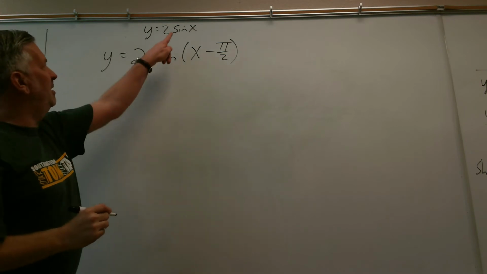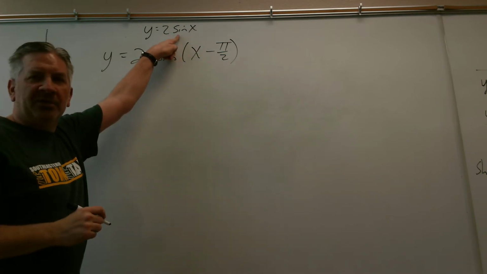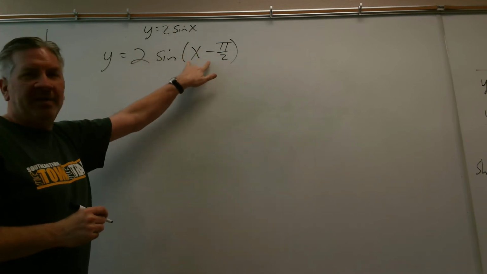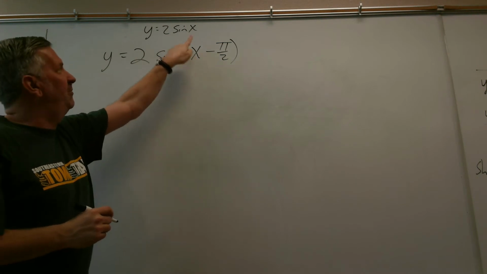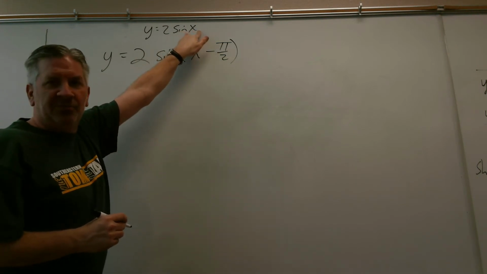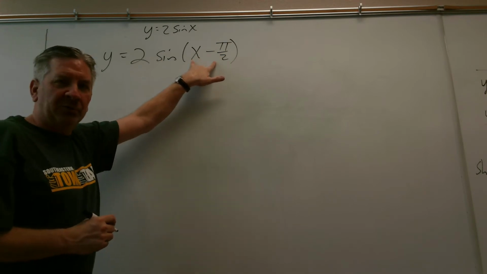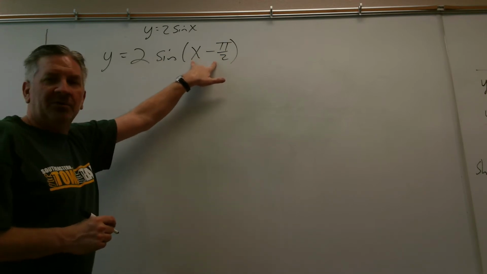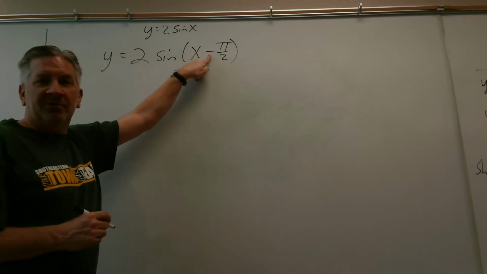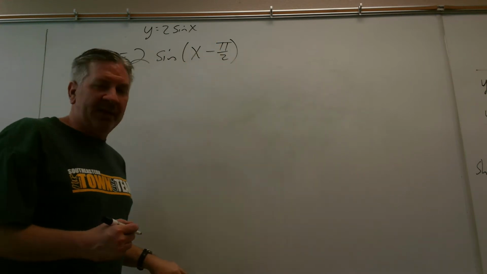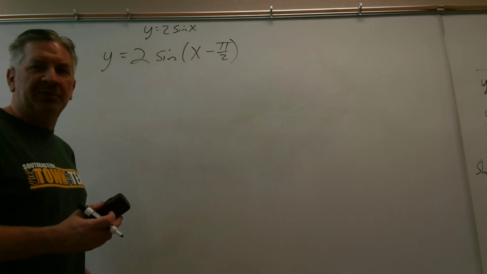We know we can graph 2 sine x from what we learned in section 4.1. And notice, how do we get this function, the equation, from this one? Everywhere there's an x, and this one we already know how to do, we replaced it with x minus pi over 2. So that's going to be a horizontal shift to the negative, so it's shifting to the right. So that's one of the 2 new things in this section.